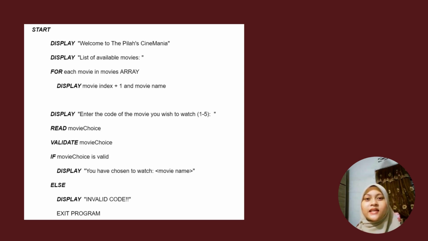The program will start with displaying greetings to our cinema, called the Pilah Cinemania ticketing service, and also the list of movies that are available. For this, we use array to display the movie names. Then we will prompt the user to enter the code of the movie listed, which is number 1 to 5, as the input movie choice. Then the program will read the user input. If the movie choice is within the 1 to 5 code, it will display the movie title they chose to watch. And if the user accidentally gives a wrong input, the program will exit and display invalid code, hence the user has to restart again.